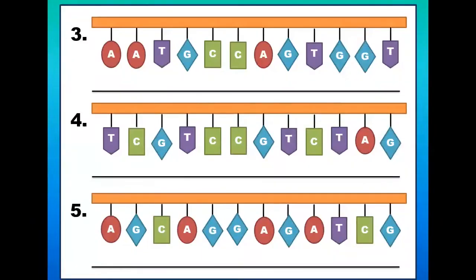Now, here's the answer. For number 3, we have A to T, A to T, T to A, G to C, C to G, C to G, A to T, G to C, T to A, G to C, G to C, and T to A. Okay? So, hopefully everyone got the correct answer as well.